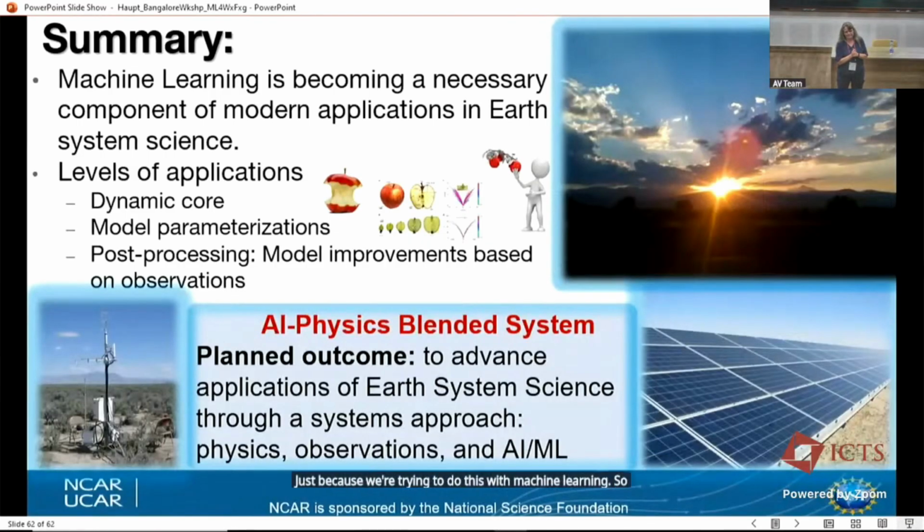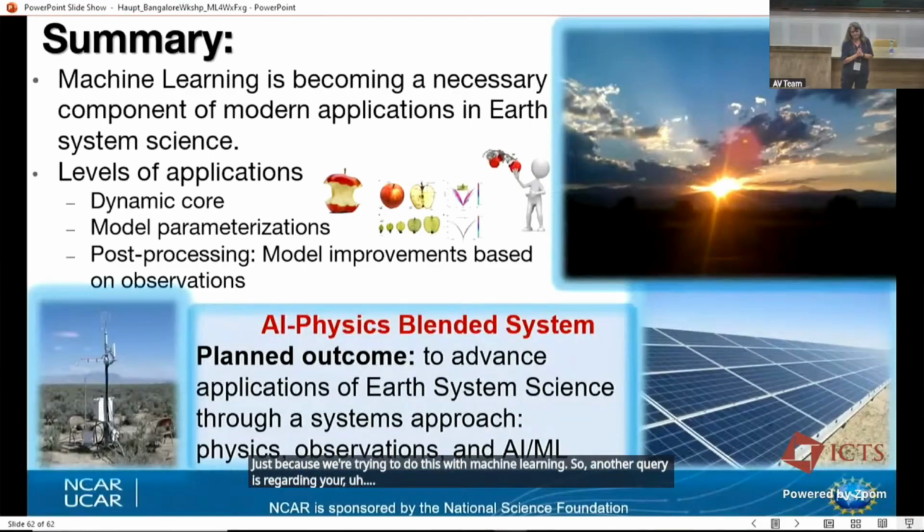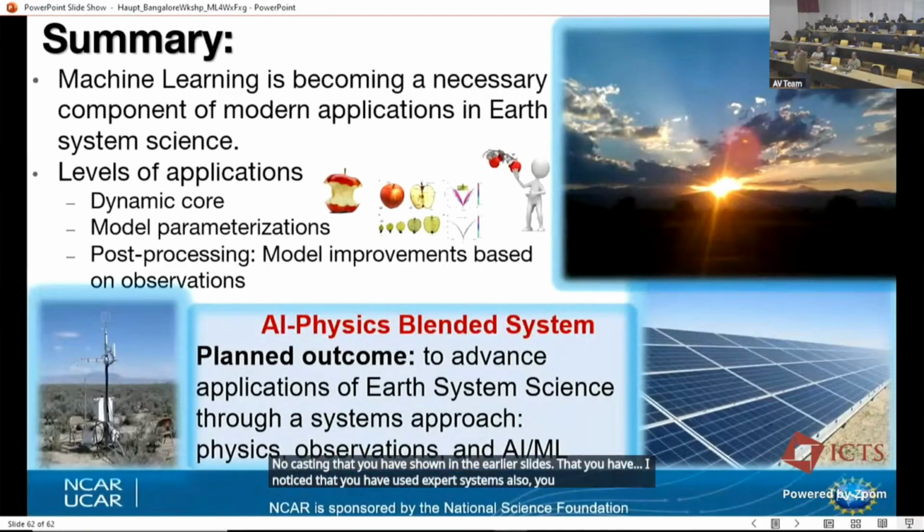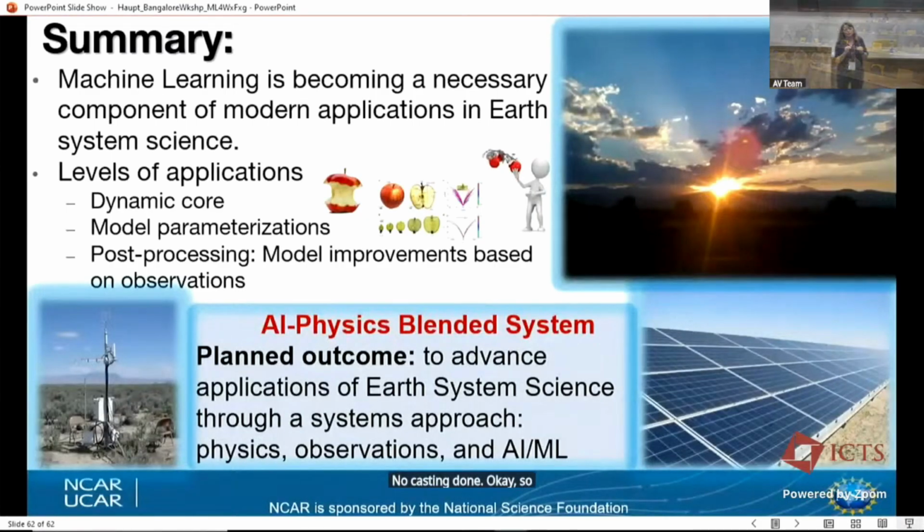Another query is regarding your nowcasting that you have shown in the earlier slides. I noticed that you have used expert systems also. You mentioned there are expert systems. Mhm. At what resolution was your nowcasting done? Okay, so our nowcasting is usually point-based. So it's at a particular point.